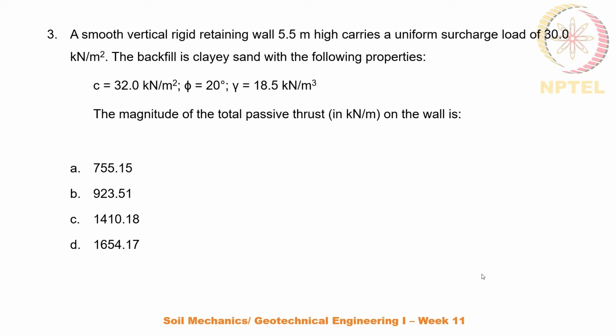Option A 755.15, option B 923.51, option C 1410.18, option D 1654.17. So, what is the magnitude of total passive thrust that is acting on the wall? Which is the correct option?